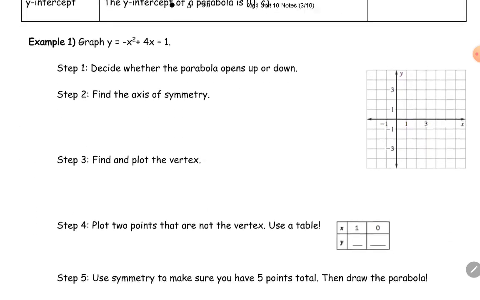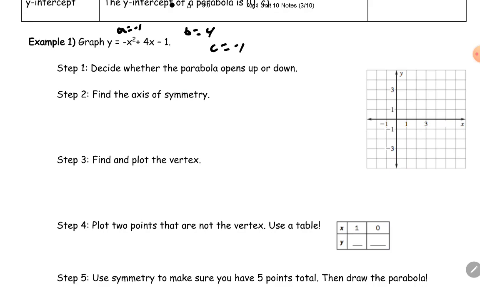Let's graph this. Okay, so first thing we probably should do is just label our a, b, and c. A in this case is -1, b is 4, and c is -1. A is the value in front of the x squared term, so that's a negative there, so -1. B is the number in front of x, so it is 4, and then c is the constant.